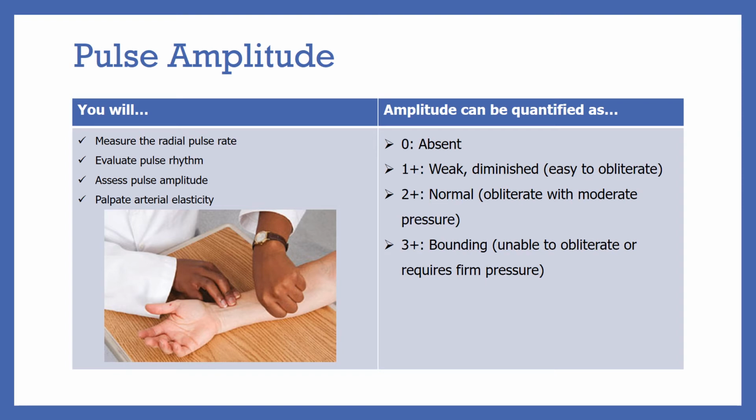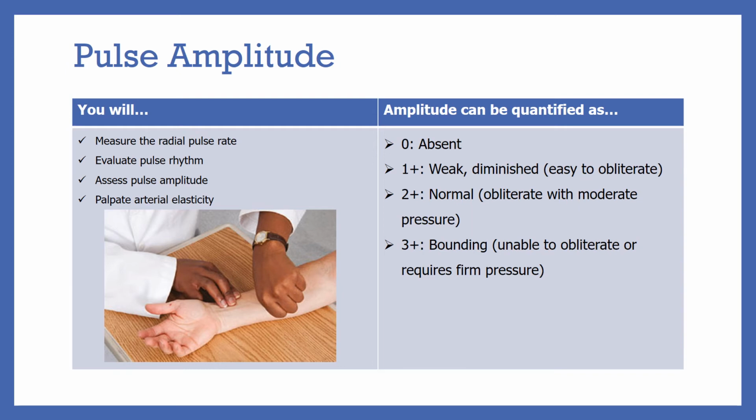Count the number of beats you feel in 15 seconds and multiply that number by 4. Or count the number of beats you feel in 30 seconds and multiply that number by 2 if the pulse rhythm is regular. However, count for a full minute if the rhythm is irregular. A normal pulse rate in adults ranges from 60 to 100 beats per minute.